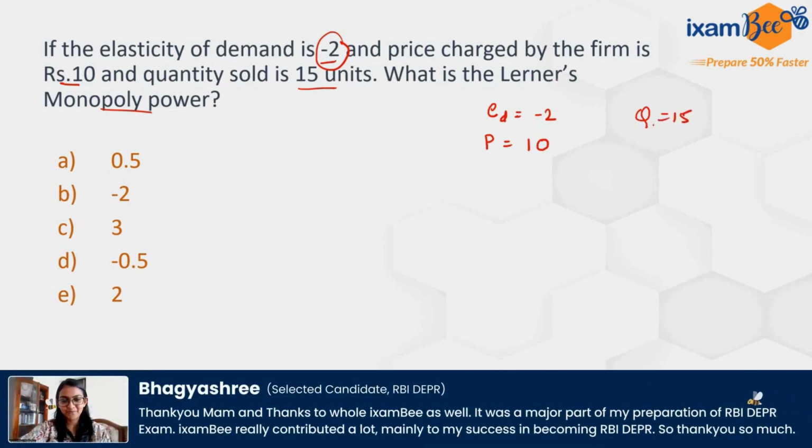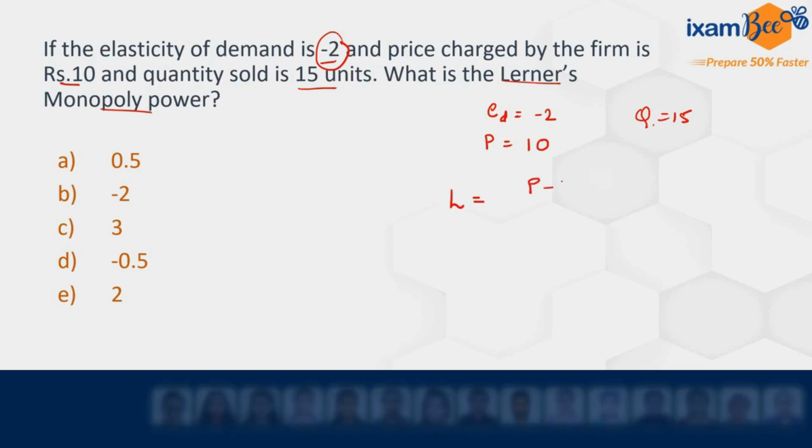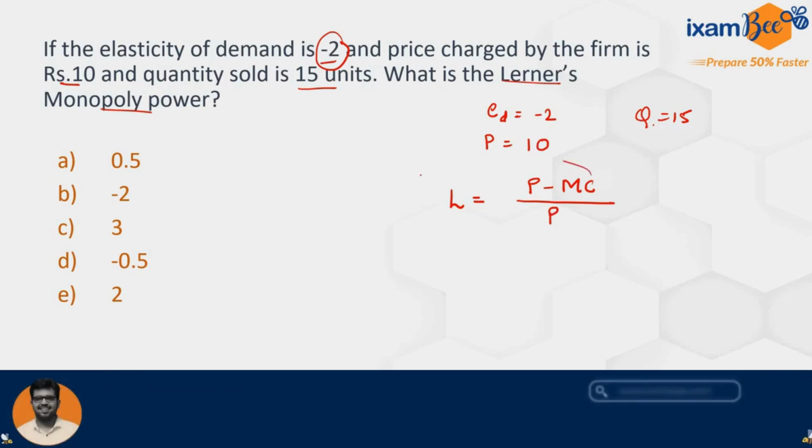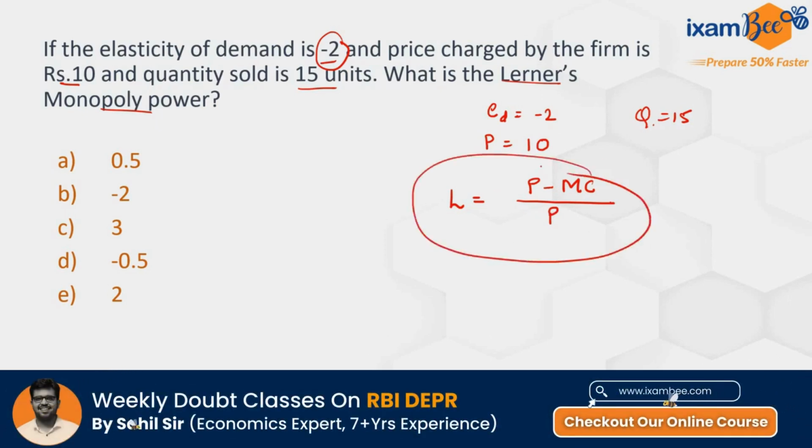Now in such questions, there is a concept given by Lerner, which is also called the Lerner's index, which says that in order to calculate the monopoly power of a firm, you find out the difference between the price and the marginal cost of the product and you divide it by the price. This gives you the monopoly power of the firm.